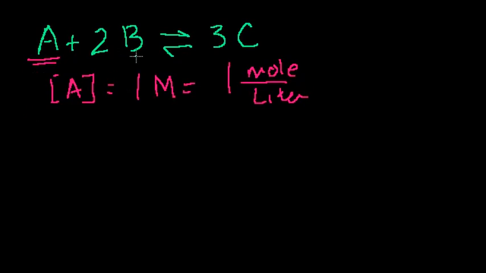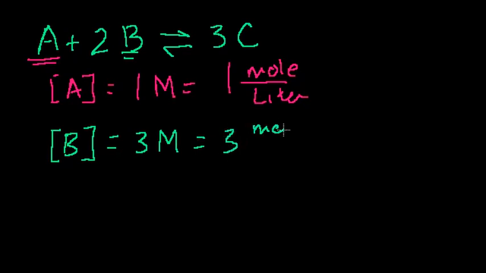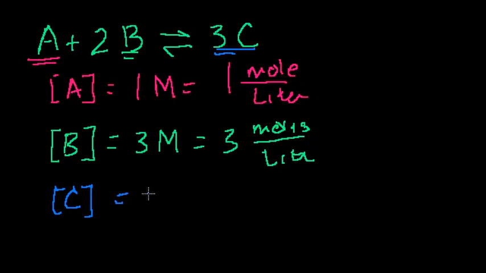We figure out that once we're in equilibrium, the concentration of B is equal to, let's say, 3 molar, which means 3 moles per liter. And let's say once we're in equilibrium, the concentration of C is equal to 1 molar as well. I should get rid of that point there because I don't want to say 0.1 molar. So it's just 1 molar.